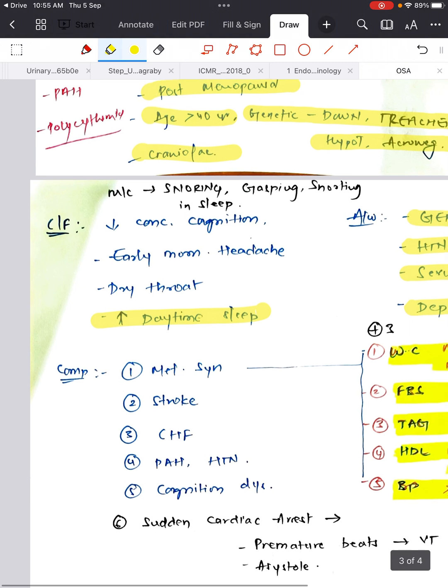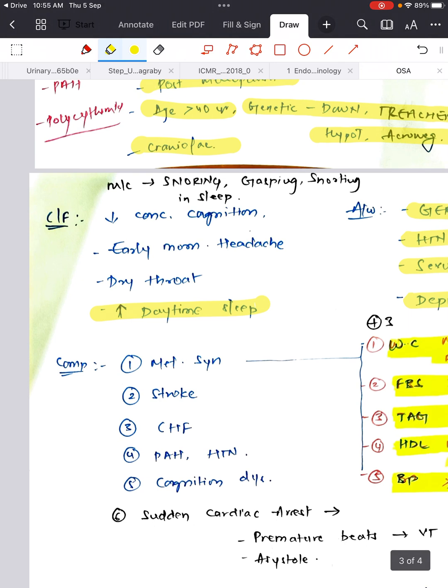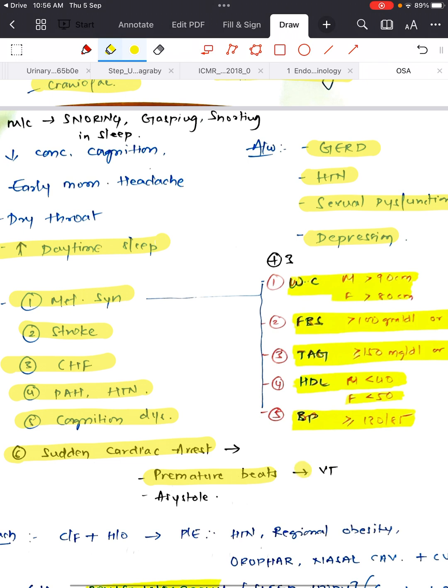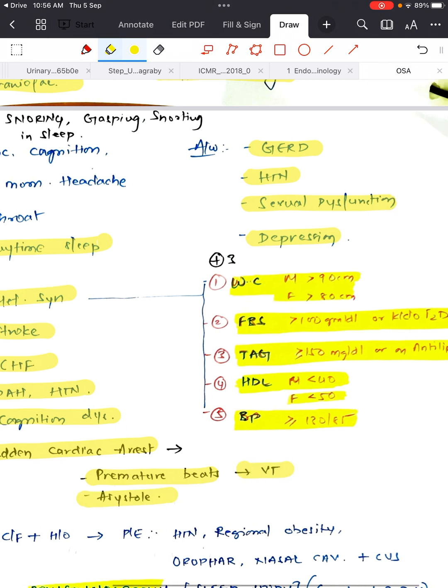Now, complications of it: metabolic syndrome is one of the complications, stroke, congestive heart failure, pulmonary artery hypertension, as I said, systemic hypertension, cognitive dysfunction, and sudden cardiac arrest, majorly because of premature beats and excess systoles leading to VT, or asystole directly causing the cardiac arrest.